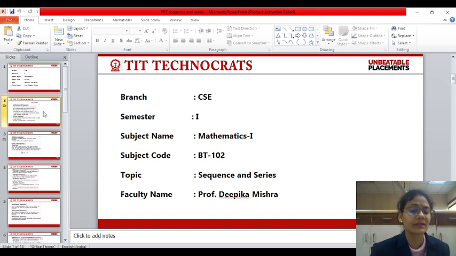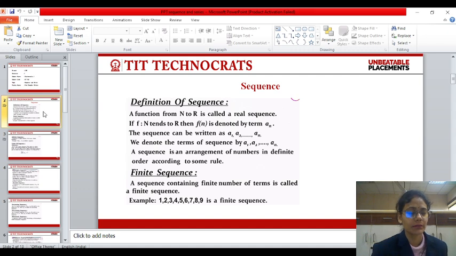What is a sequence? If a function is defined from the set of natural numbers to real numbers, that particular function will be known as a sequence. So a function from N, the set of natural numbers, to R, the set of real numbers, is called a real sequence. If f(n) tends to R, then f(n) is denoted by the term an.